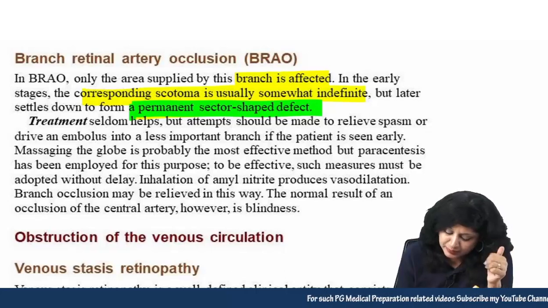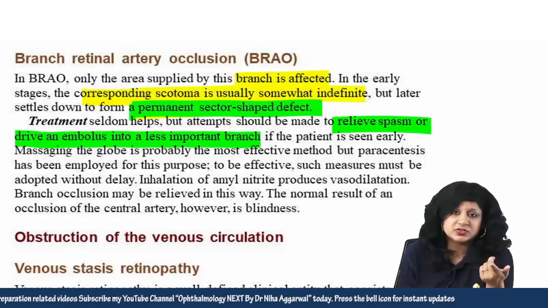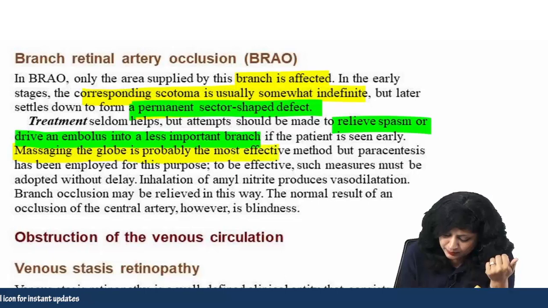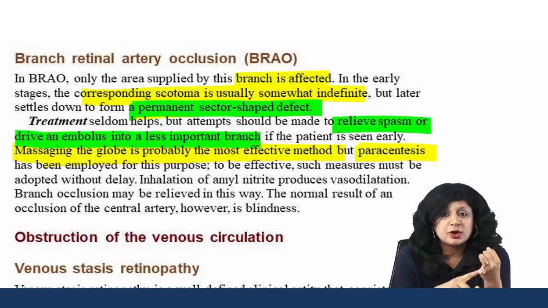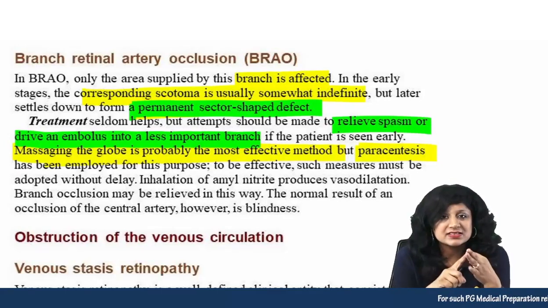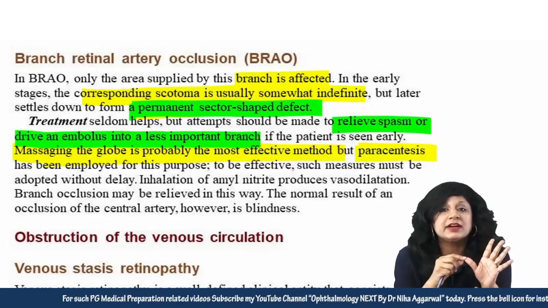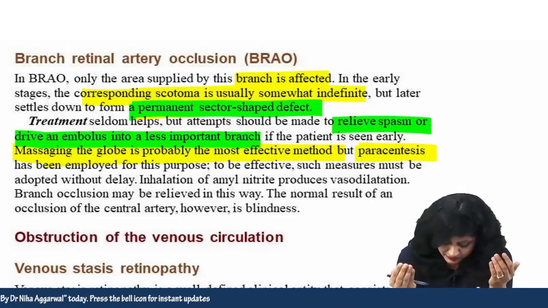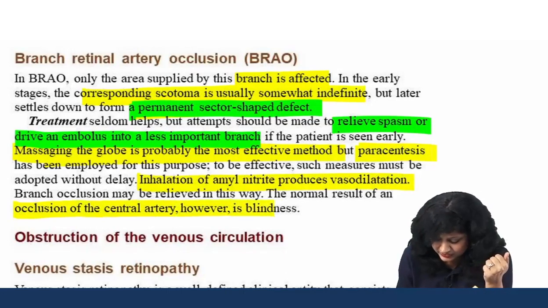Now treatment seldom helps, but a fair attempt should be made to relieve the spasm or drive an embolus into a less important branch if the patient is seen early. So what are the things that we can do? Massaging the globe is probably the most effective method. Paracentesis, so we have to decrease the intraocular pressure, we have to mobilize the thrombus, we can do the ocular massaging, we can do the paracentesis, carbogen mixture inhalation, and then we also give the systemic treatment, the steroids, the anticoagulants, all these things have to be given, okay. And inhalation of amyl nitrite produces vasodilatation. Normal result of an occlusion of the central artery is actually blindness.